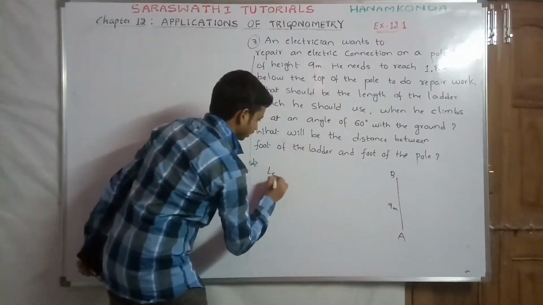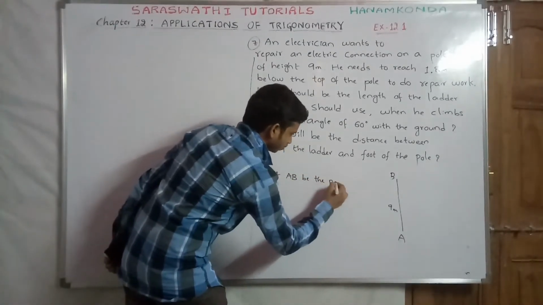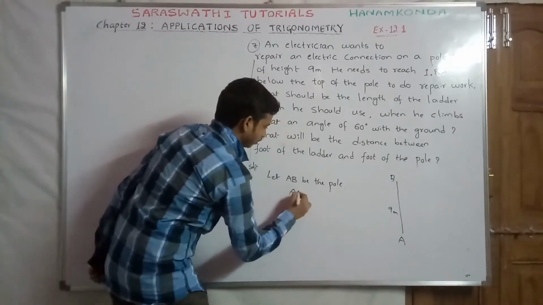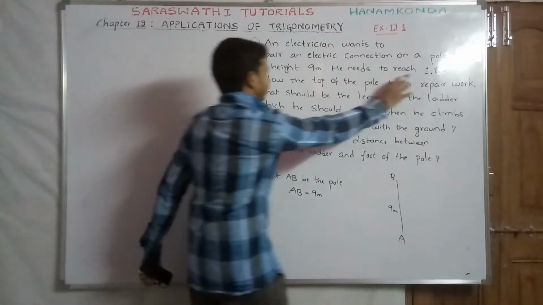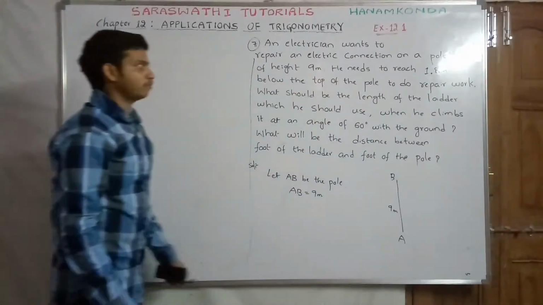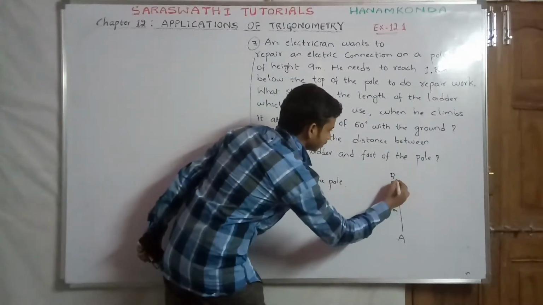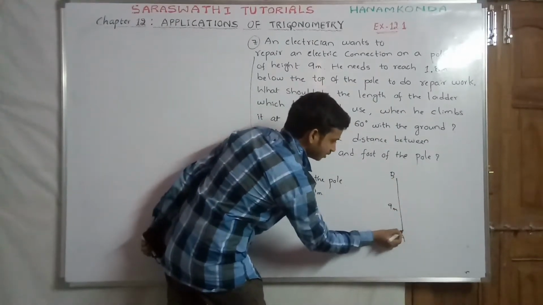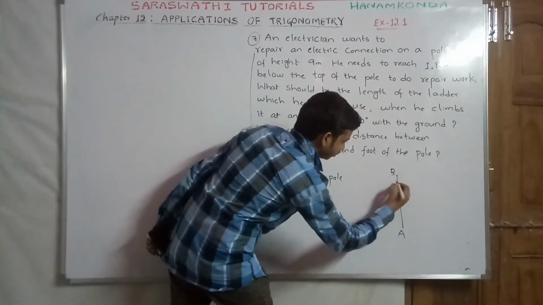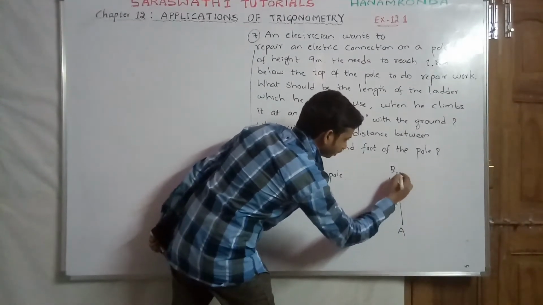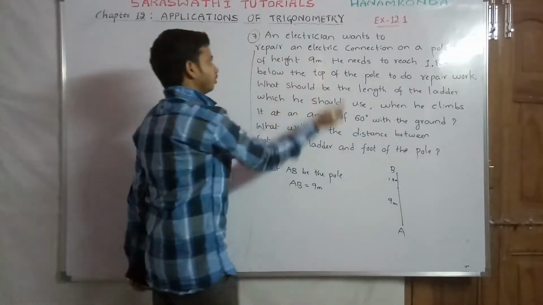Let AB be the pole. So AB equals 9 meters, given in the question. He needs to reach 1.8 meters below the top of the pole to do the repair work. So here A is the foot of the pole and B is the top of the pole.